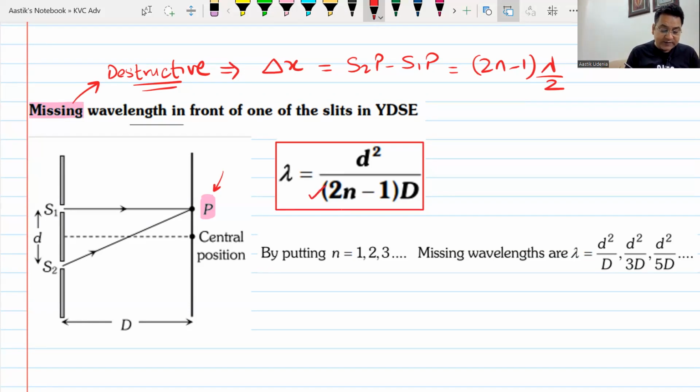You understand how this 2n minus 1 has come? Yes, sir. This 2n minus 1 has come from here. Do we understand this? Yes, sir. And if I put the value of n as 1, 2, 3 and so on, all these wavelengths would be missing from that point. After that point, if I make a hole, these wavelengths would be missing from the spectrum. Do we understand this? Yes, sir. Just note it down. This question may come in advanced, it may not come in JEE Main.